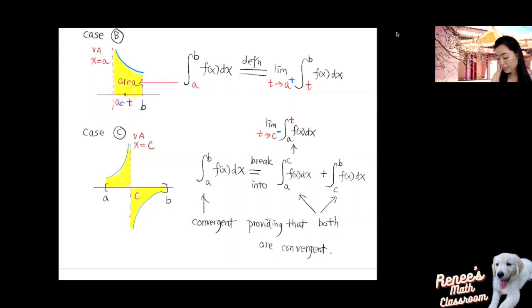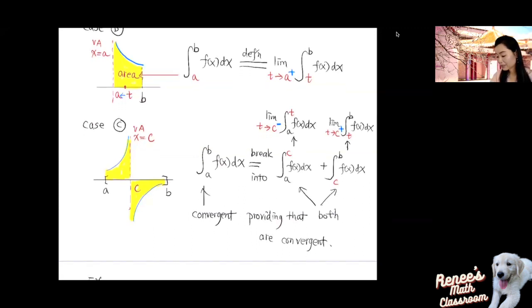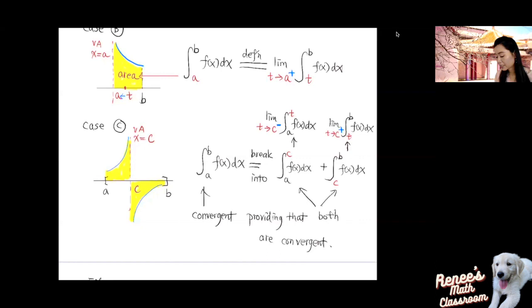And then this one over here, you can represent by the limit of this proper integral. Here will be T to B, and then you take this limit, and T goes to C from the right side. Okay, from the right side, right here. So after you break it into this, then you can deal with them using those two separate definitions right here.